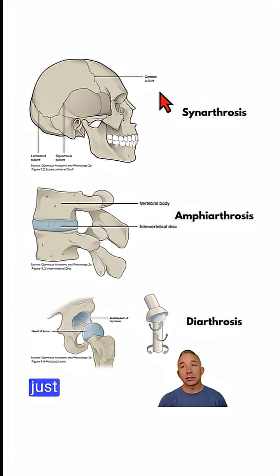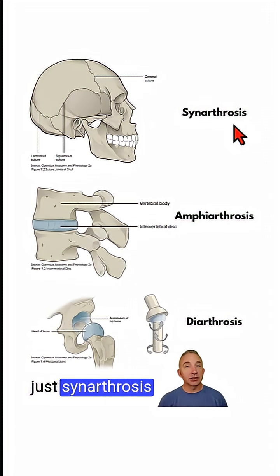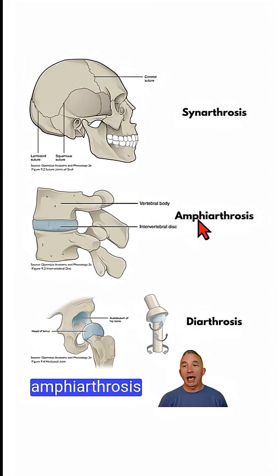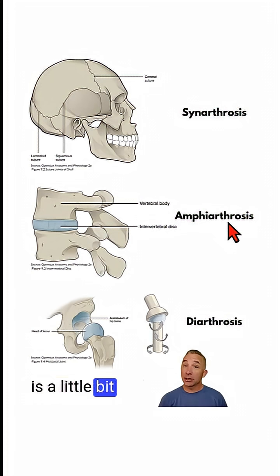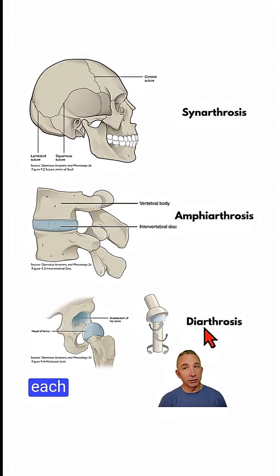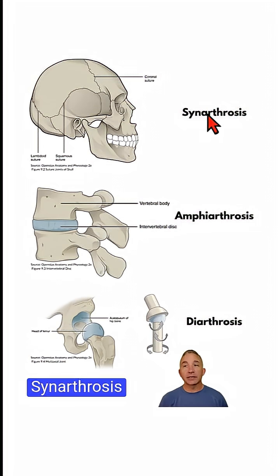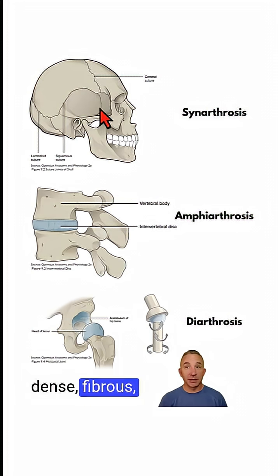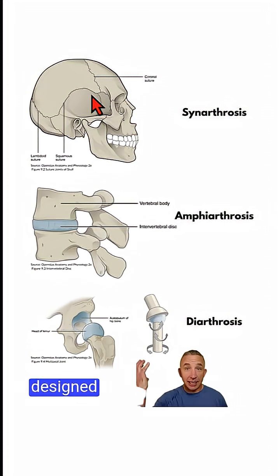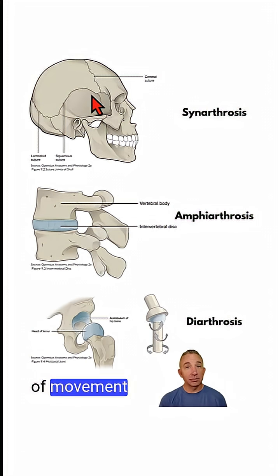But we start with just synarthrosis, means no movement. Amphiarthrosis is a little bit of movement, and diarthrosis is a lot of movement relative to each other. So an example of synarthrosis are all of my sutural joints. Remember, my sutural joints are dense fibrous connective tissue, but as I connect these bones, they're not designed to move. So we connected bones, but their function of movement is synarthrosis.